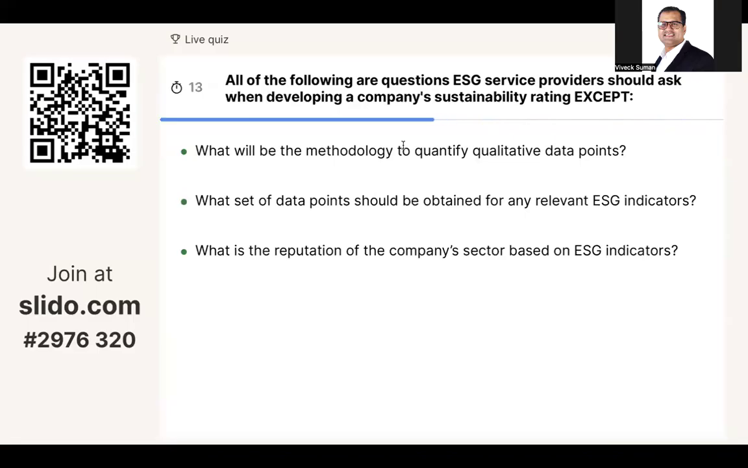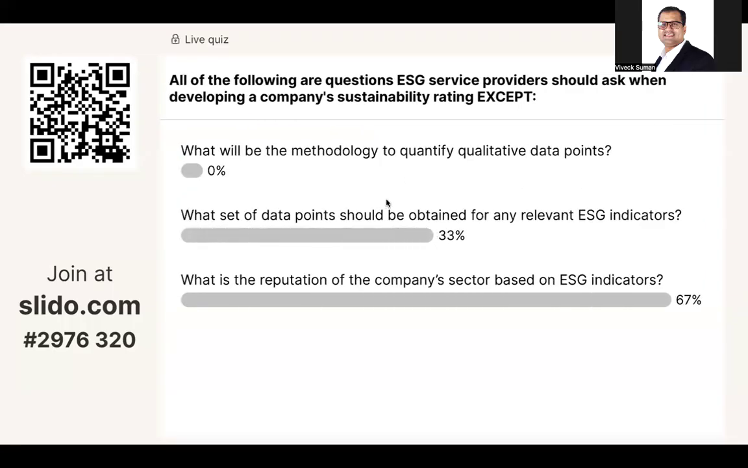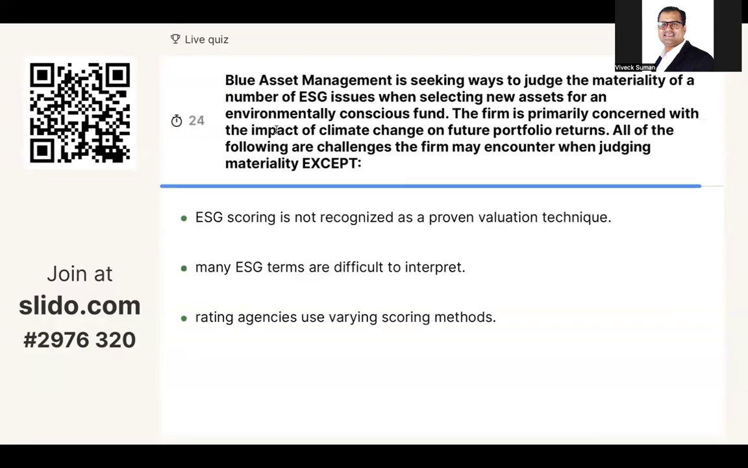Except which one? Okay. So which one you should not ask? All the question you should ask, one which you should not ask. Okay. Everybody has answer? Absolutely. What is the reputation of company sector based on ESG indicator? You should not ask. That's the question we should not ask.